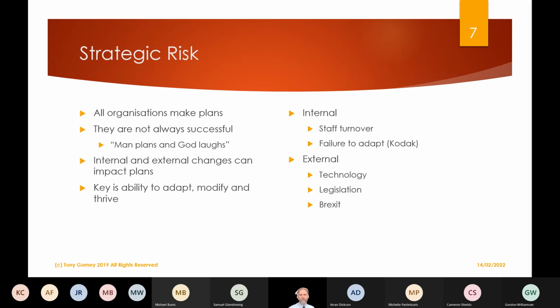The first one that can be an issue is strategic risk. You as a person, the organization that you work for, everyone makes plans. You guys are planning to get your degree and possibly look for a job as a cybersecurity expert with a sideline in governance, risk and compliance. That might be your plan.